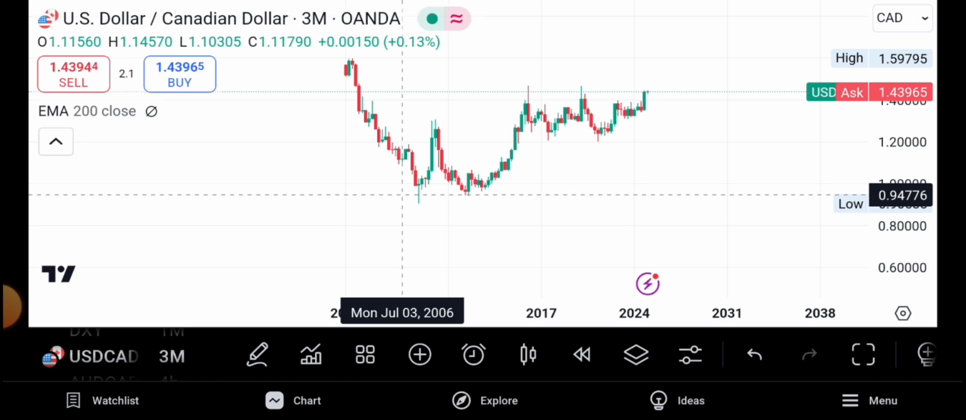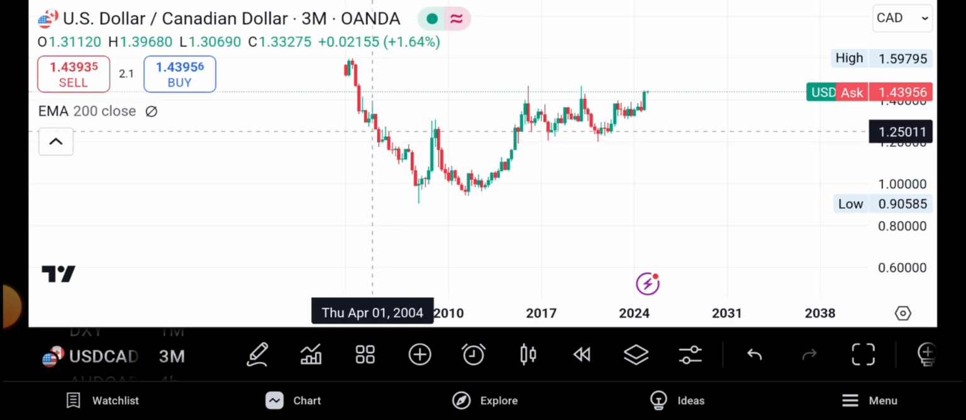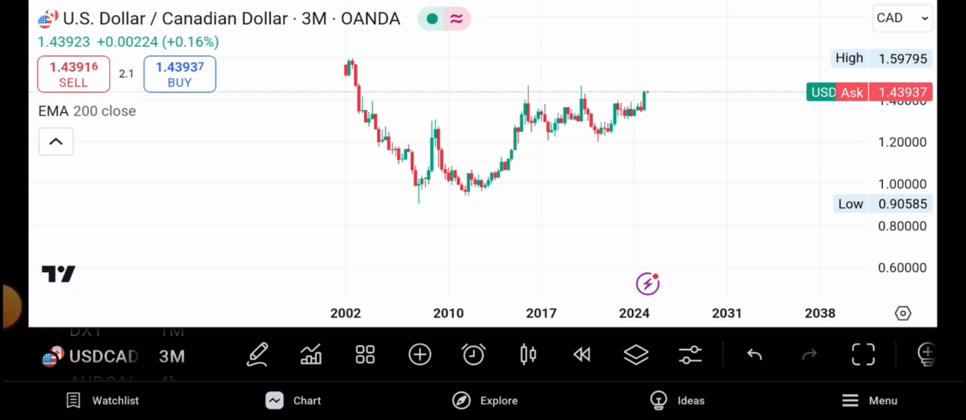So let us begin. As usual, I'm a swing trader, and I love to analyze my trade using a higher time frame. The most favorable higher time frames I love are 3 month, 1 month, and weekly. So we are going to use 3 month. Currently I'm on the 3 month time frame, and I'm using OANDA.